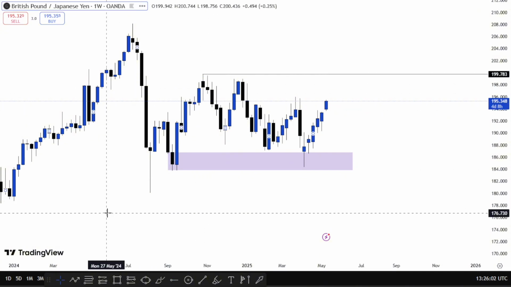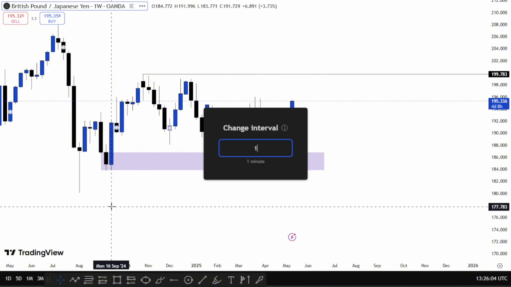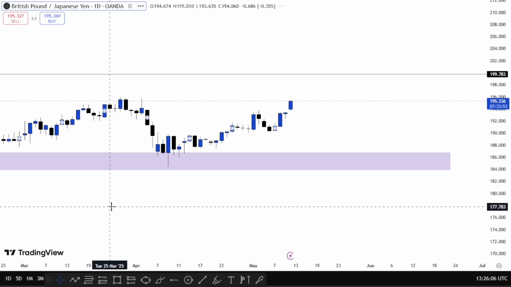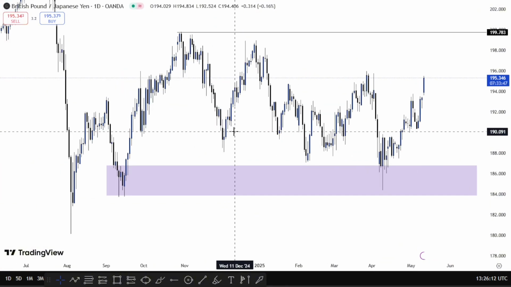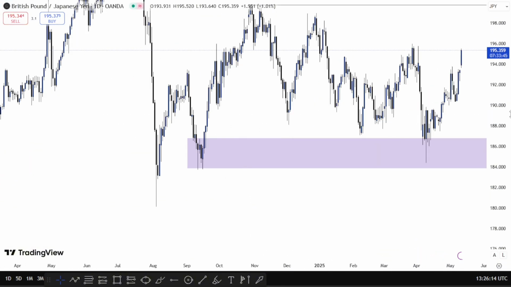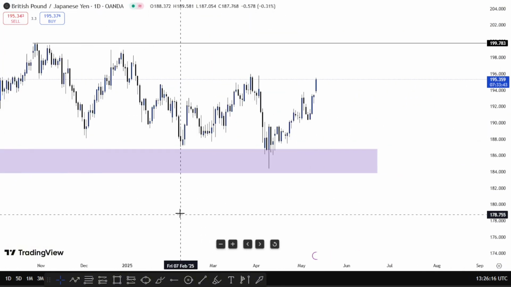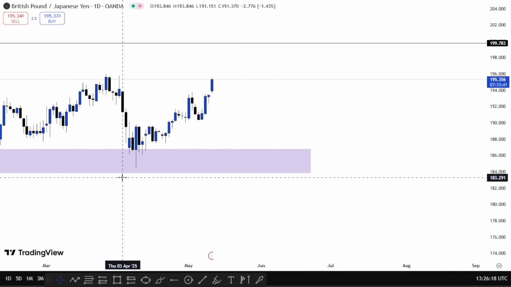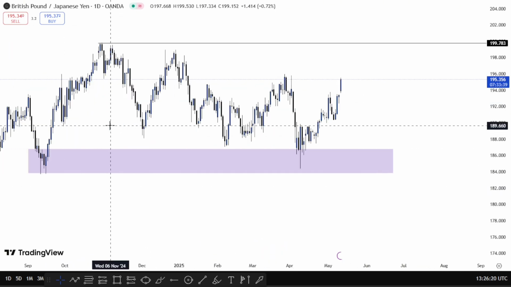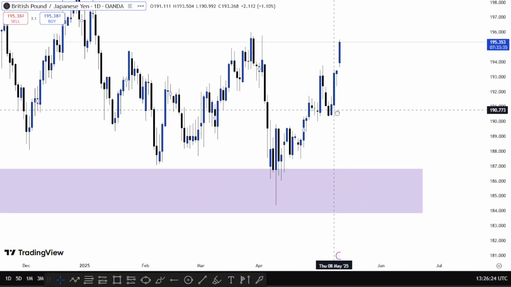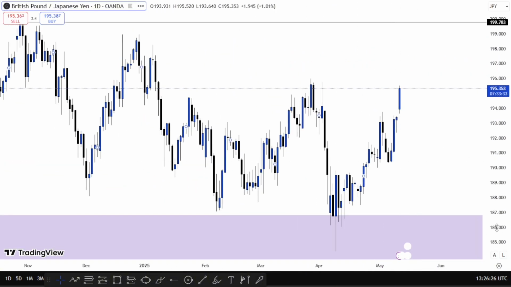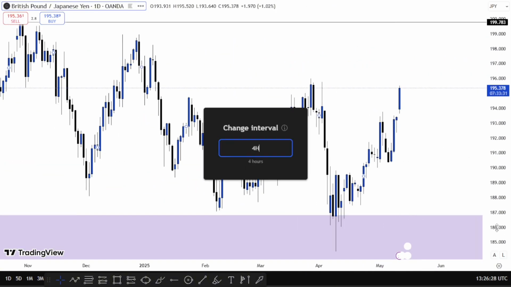Now we're going to scale down to our daily time frame. On the daily time frame, what are we looking for? We're looking for structures that are in alignment with our trading strategy. On the daily time frame, nothing is actually visible, nothing is clear. So we scale down to a smaller time frame. We go down to the 4 hours time frame.